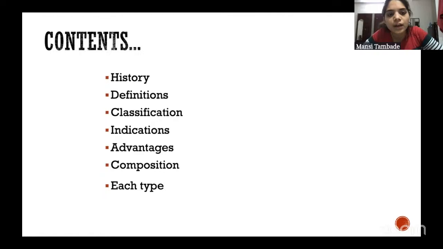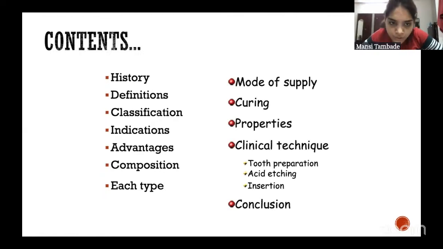Then the contents are history and definition. For the long note pattern, I'm explaining this: classification, indications, advantages, composition, then something about each type, because various types of composites are asked. Then mode of supply, how you are curing. One of the questions in the question paper was light curing. You should definitely know the difference between chemical cure and light cure.